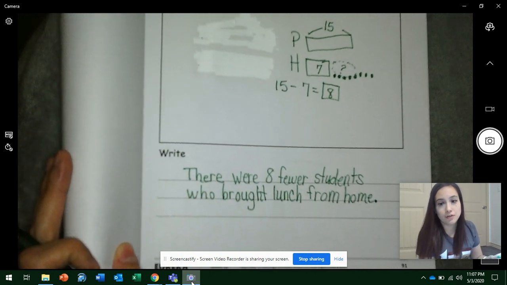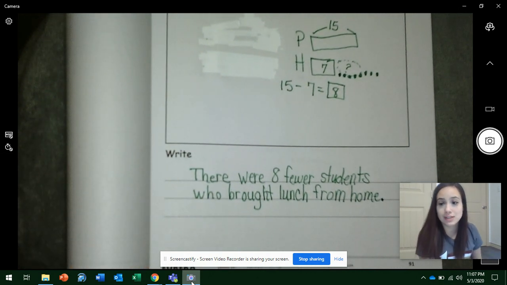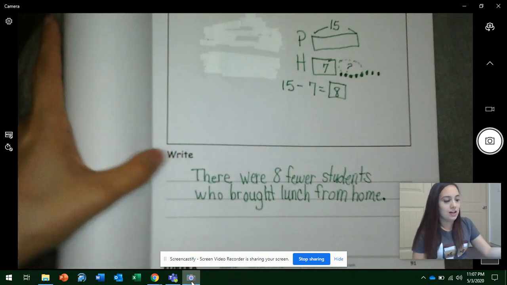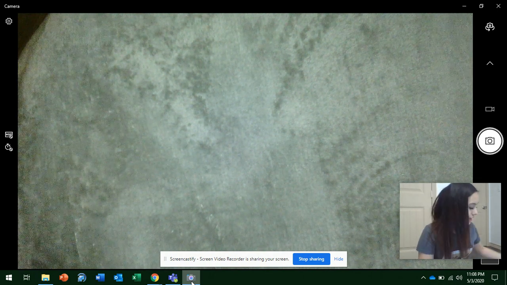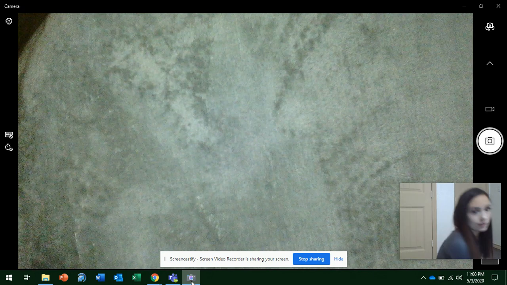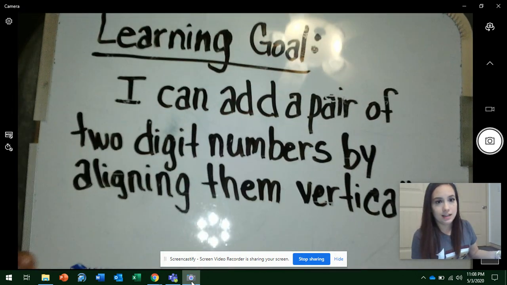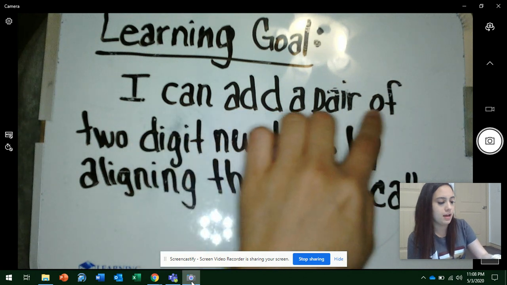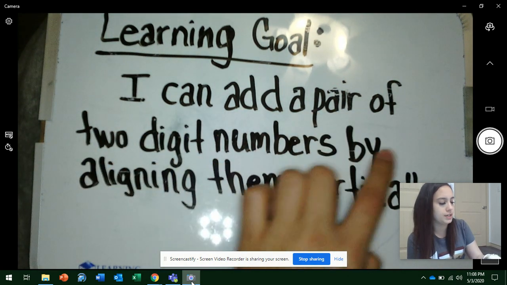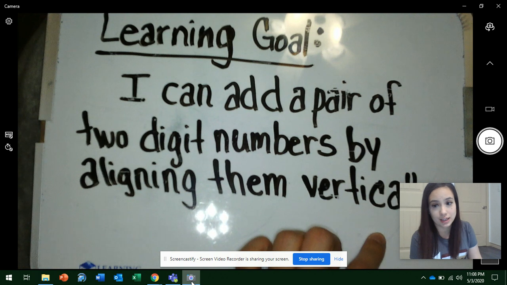So make sure that if you need more time at this time to copy down the statement, you go ahead and press pause and press play when you're ready to continue. Okay, awesome. So today's learning goal is, I can add a pair of 2-digit numbers by aligning them vertically.